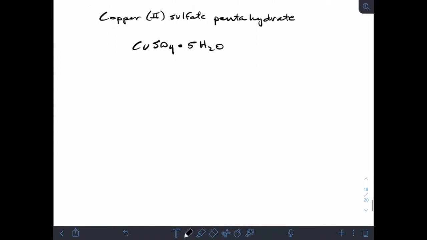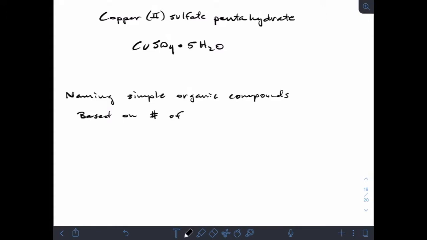All right, so now, finally getting into our last topic, and that is naming simple organic compounds. Okay, and so we're talking about chains of carbons. Carbon chains, that's what organic chemistry is all about. And the naming of simple organics is based on the number of carbons in the chain.